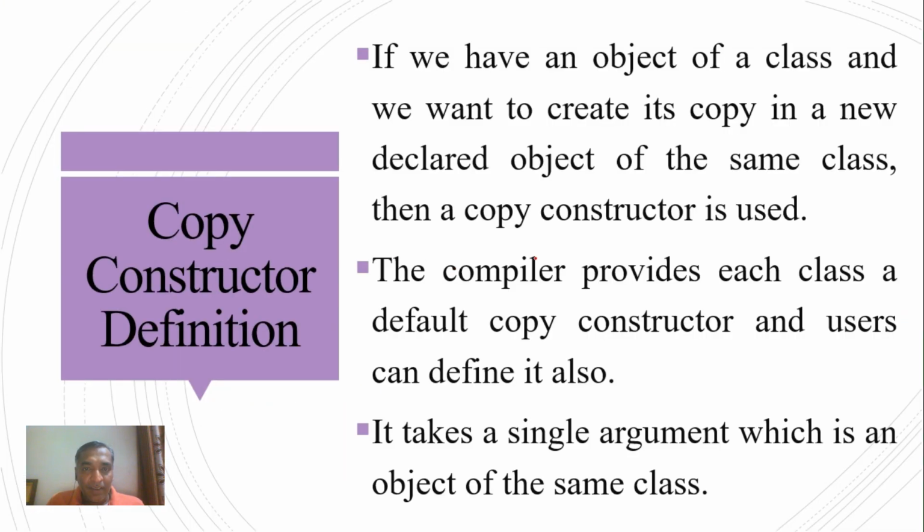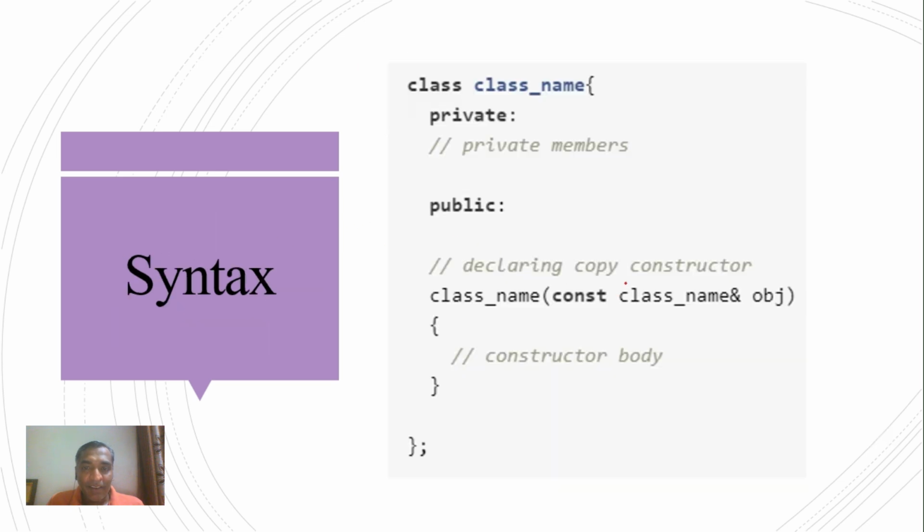Next is the copy constructor. We are copying the data to another object. If we have an object of the class and want to create its copy in a newly declared object of the same class, then a copy constructor is used. The compiler provides each class a default constructor and a copy constructor, and the user can also define them. It takes a single argument, which is an object of the same class. So this is a copy constructor. In the syntax of the copy constructor, we have the class name with an object and the ampersand symbol, which is used for copying the object.